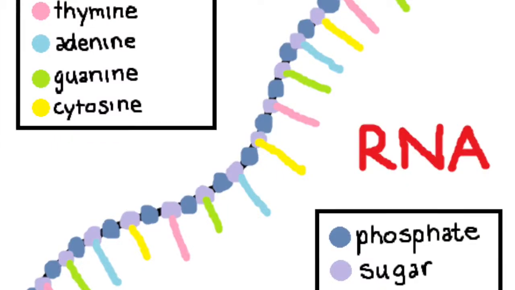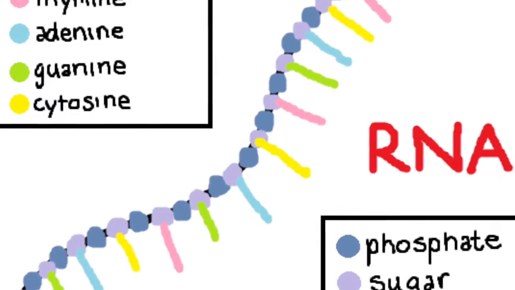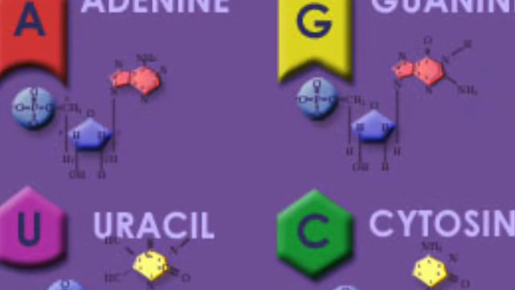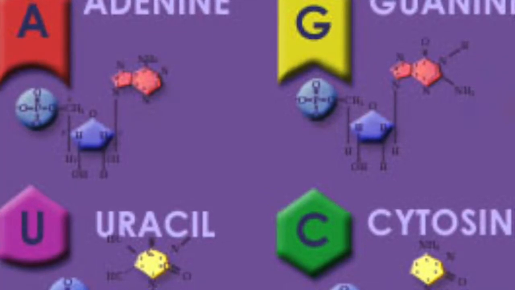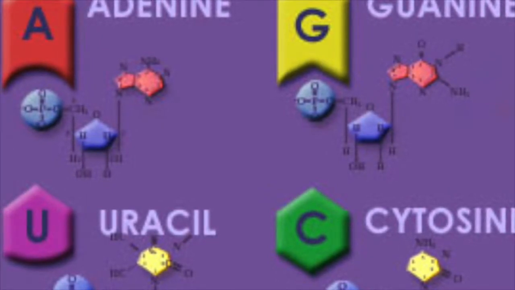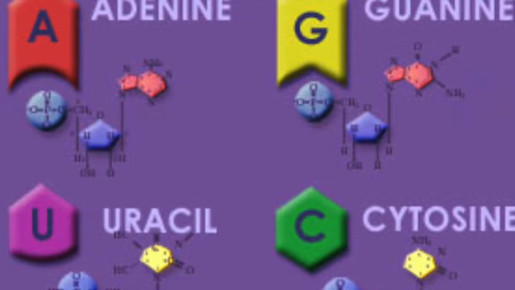Moving on to RNA, ribonucleic acid, which can be defined as a molecule that has various biological roles in coding, decoding, regulation, and expression of genes. Its function is to follow the blueprint of DNA and transfer the genetic code needed for proteins from the nucleus to the ribosome.